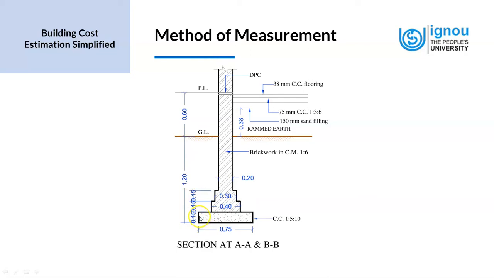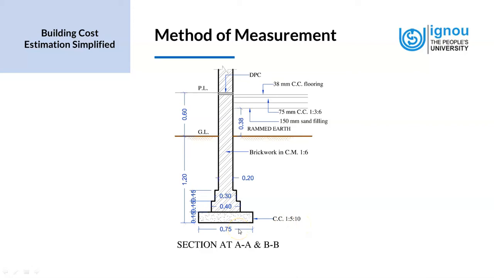So we'll see how it's a simple footing foundation, nothing complicated, because this is an introductory exercise. We wanted it to be as easy as possible for your understanding. So first of all, we have a footing here, for which the specification given is cement concrete 1:5:10.